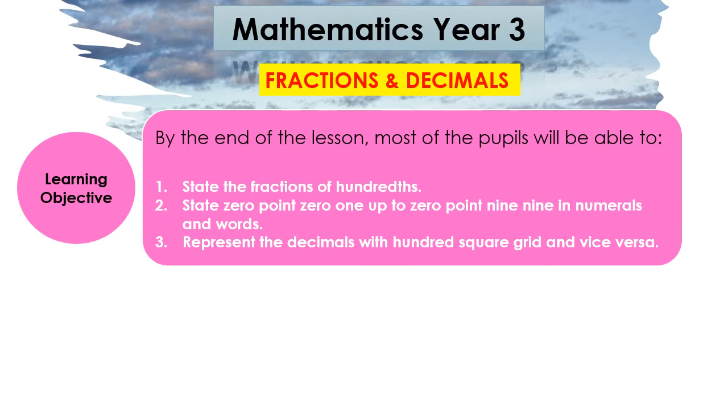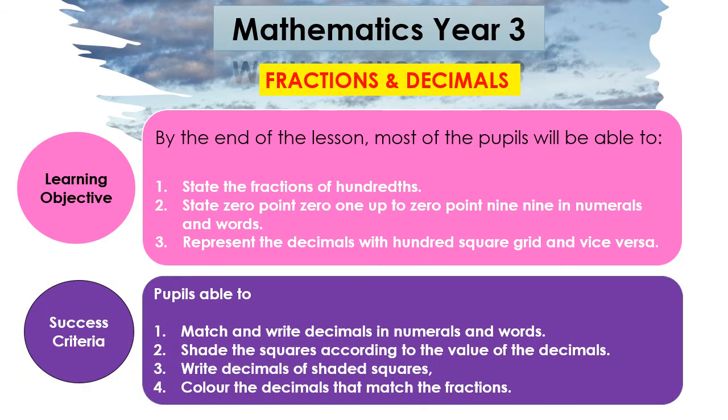The learning objective for today's class is, by the end of the lesson, most of you will be able to: number 1, state the fraction of hundredths. Number 2, state 0.01 up to 0.99 in numerals and words. And then number 3, represent the decimal with a 100 square grid and vice versa.